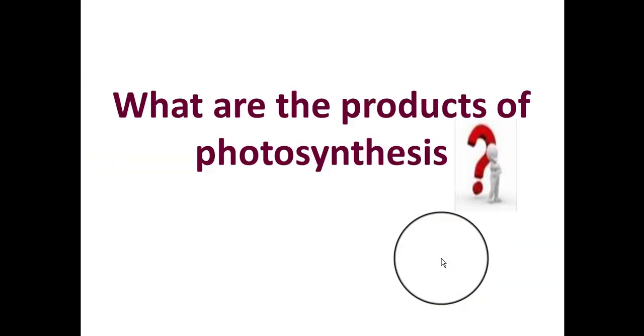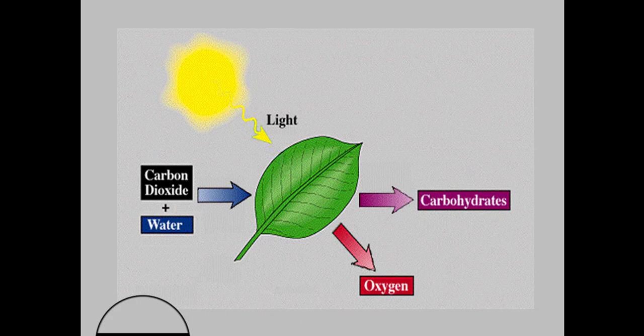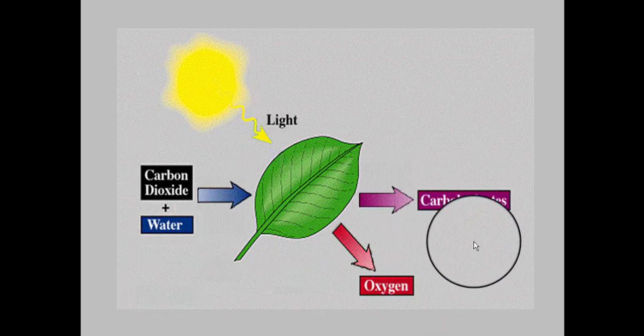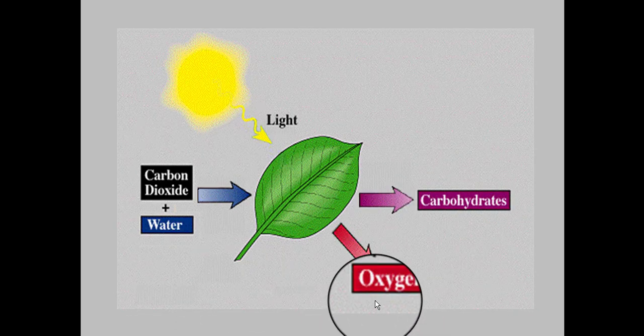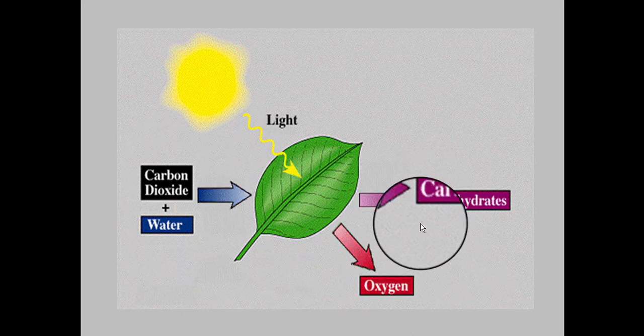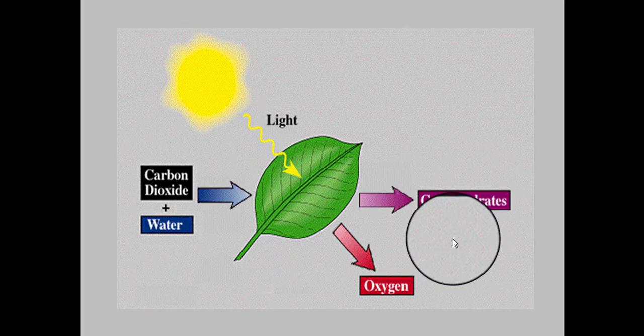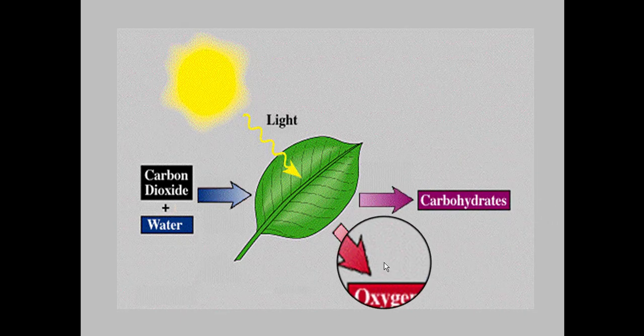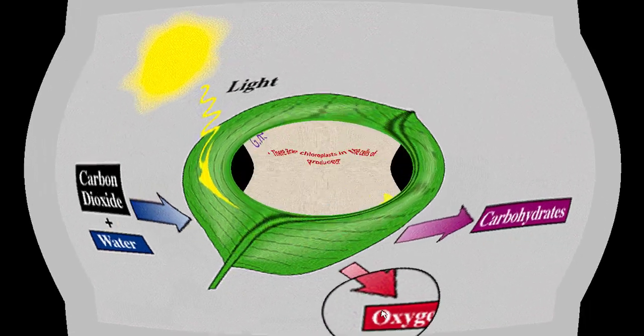What are the products of photosynthesis process? As we said before, the products, the things that the plant produces. The plant produces carbohydrates or sugar or starch, the same, and oxygen gas.